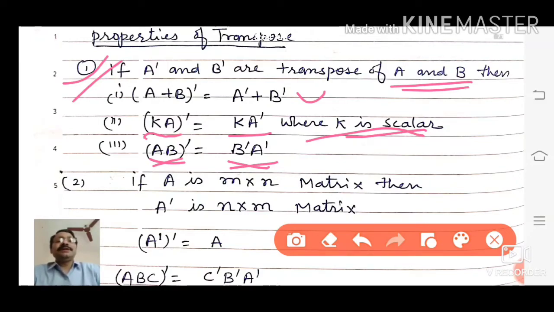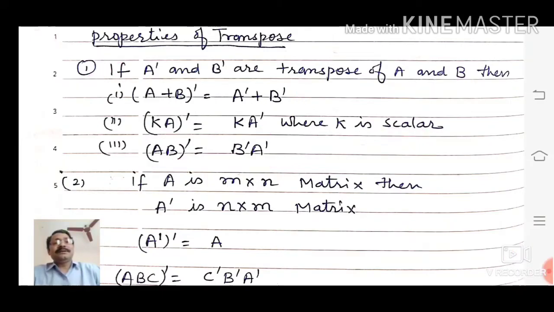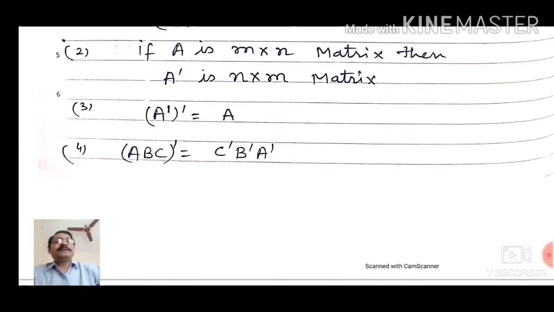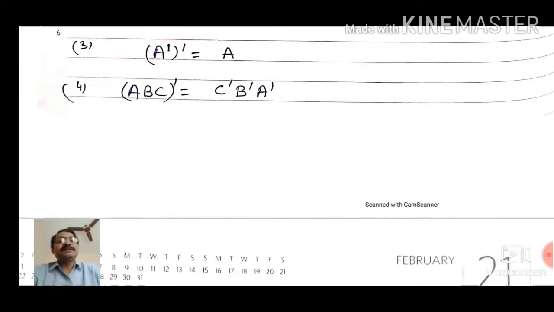Here A and B, the position is replaced, so that you can understand. Look here, if A is an M into N matrix, then A dash is N into M. Previously it was M into N, now you have N into M. A transpose and again a transpose will be A. If you have ABC transpose, that will be equal to C dash, B dash and A dash.